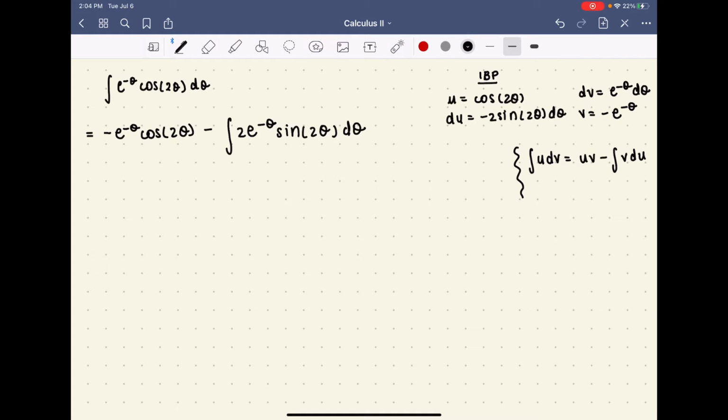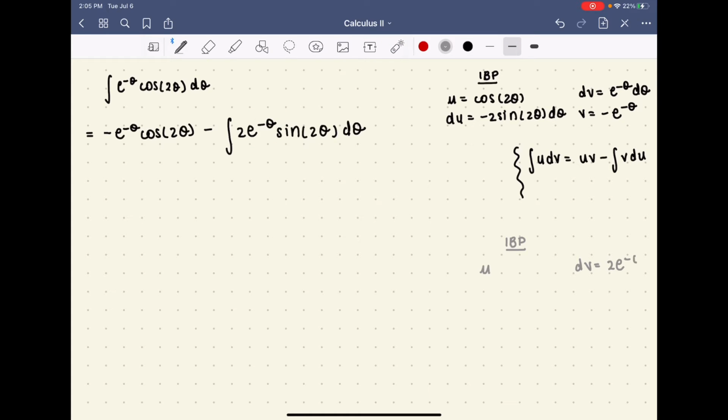Now we can once again use IBP. We can't do anything else because this is a multiplication right here and there's no u-substitution that we can do. Therefore, we're going to do a second IBP. I'm going to set it in a different color. Once again, we set our dv as the easiest term to integrate, and here it's 2e to the minus theta.